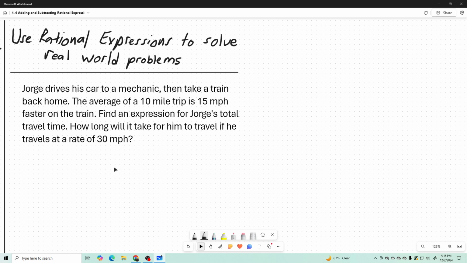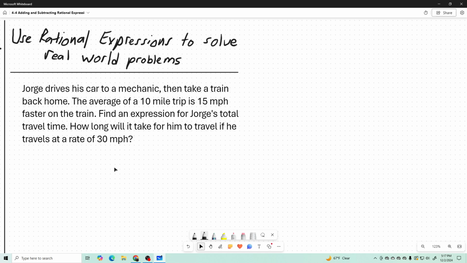George drives his car to the mechanic and then takes a train back home. The average speed of a 10-mile trip is 15 miles per hour faster on the train. Find an expression for George's total travel time. How long will it take for him to travel if he travels at a rate of 30 miles an hour?